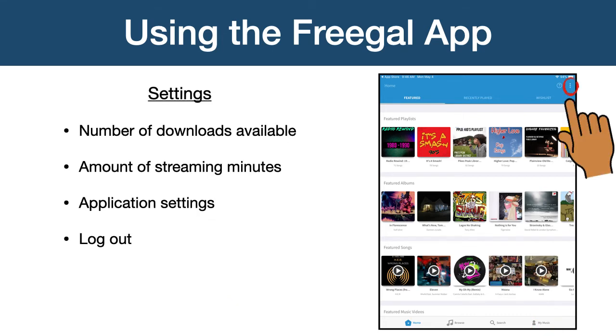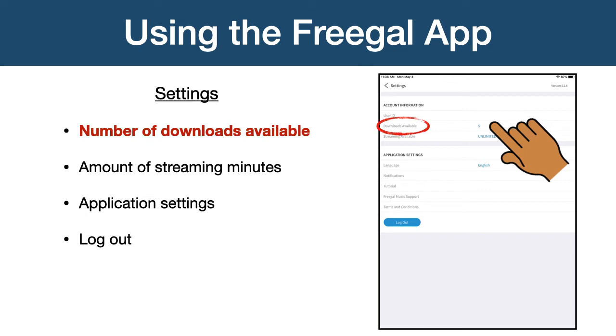The 3 stacked dots in the upper right-hand corner will take you to your settings. From here, you can see how many downloads you still have available for this week. The number of weekly downloads is set by the library and can change at any time. This number resets at midnight Central Time on Sunday night.